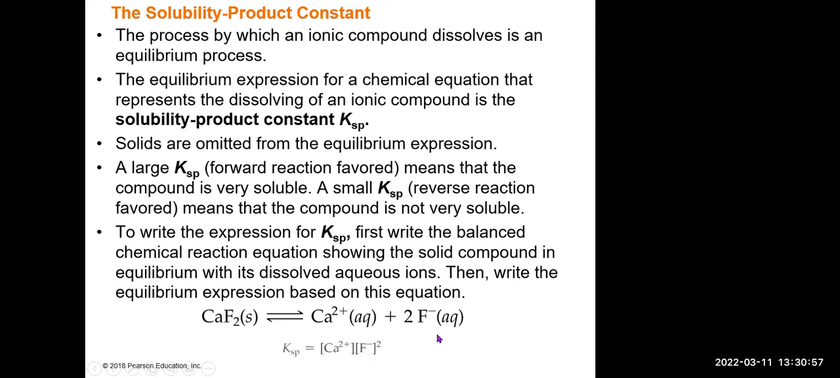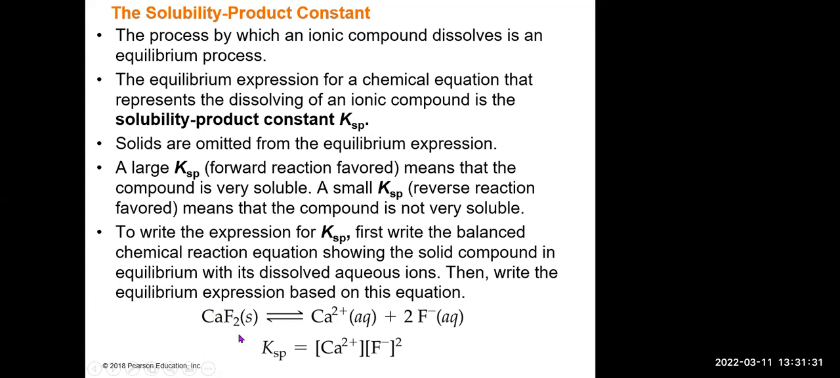So therefore, your equation for the Ksp for this solubility process will be simply the product of the concentrations, and the exponent will be the coefficient. Don't forget the exponent. The coefficient for Ca2+ is 1, and if it is 1, you don't have to write the exponent. Then the coefficient for F- is 2, so therefore you see this square here. Then this is the rectangle.